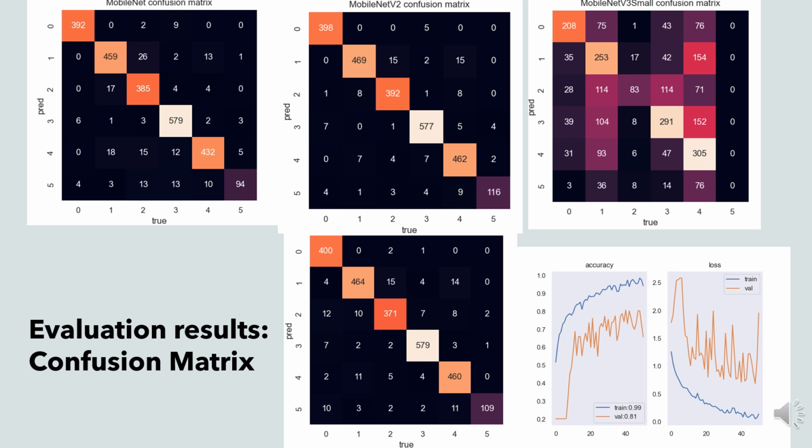Now we can observe the evaluation results by the confusion matrix. For the first one, second one, and the last one, the model I designed, they are both similar. But for the third one, the MobileNet V3 small, we can see from the confusion matrix that there are a lot of images it didn't classify correctly.